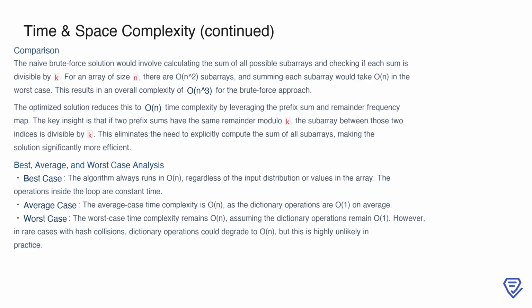Moreover, the best, average, and worst-case time complexities remain O(n). This consistency is due to the fact that the for loop and dictionary operations maintain their efficiency regardless of the input distribution. While dictionary operations could theoretically degrade to O(n) in rare cases of hash collisions, this is unlikely in practice, so the overall efficiency is reliable.